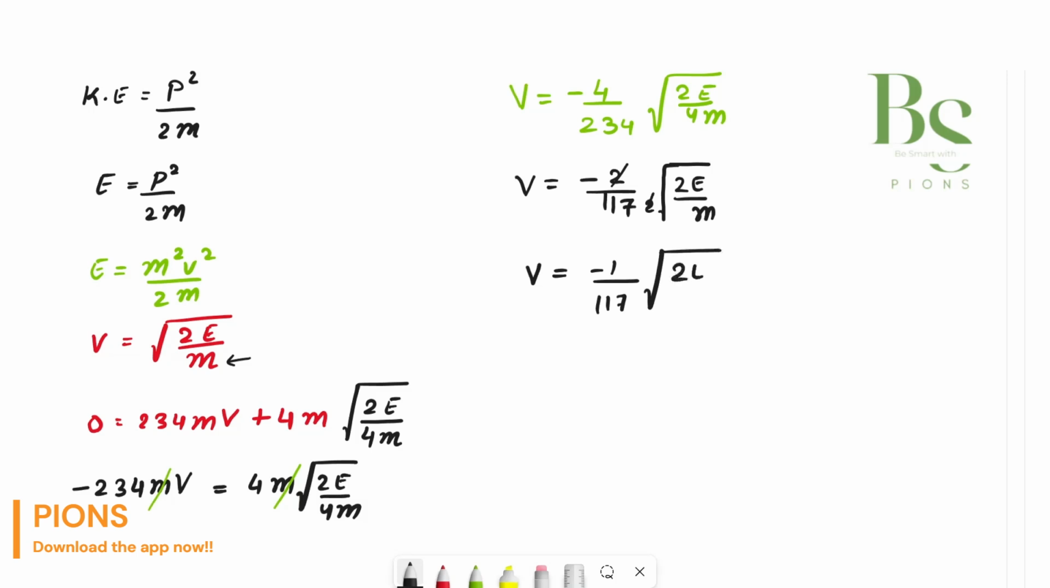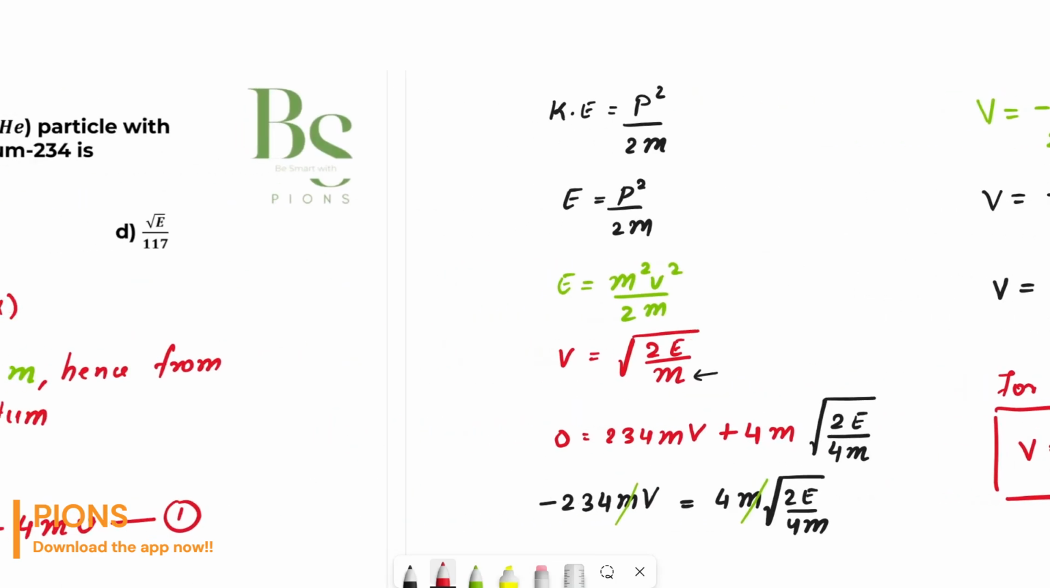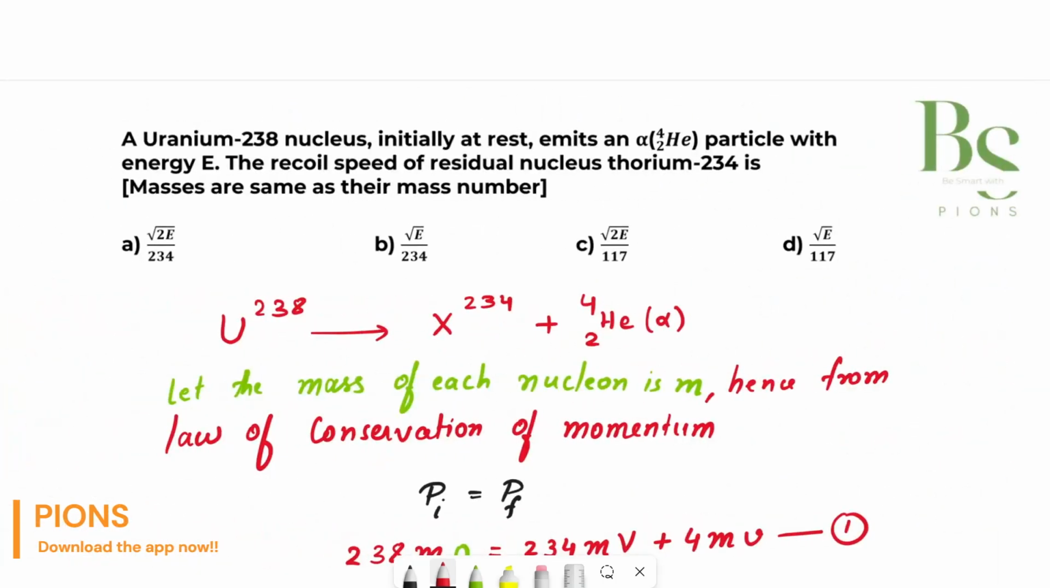What does this negative sign represent? The negative sign represents that the residual nucleus moves in the direction opposite to the alpha particle. That's what the negativity represents. And for m equals 1, V will be equal to minus 1 upon 117 root under 2E. So this is our final result. Let's see if there is such an option. The correct answer is option C.